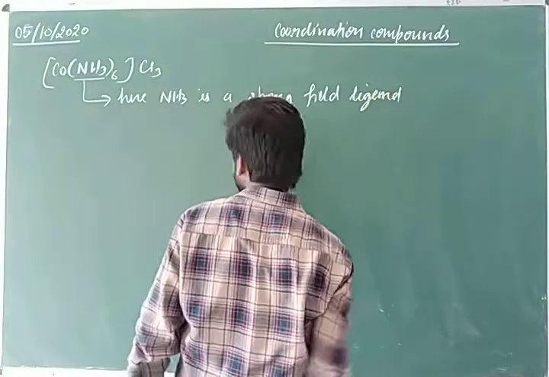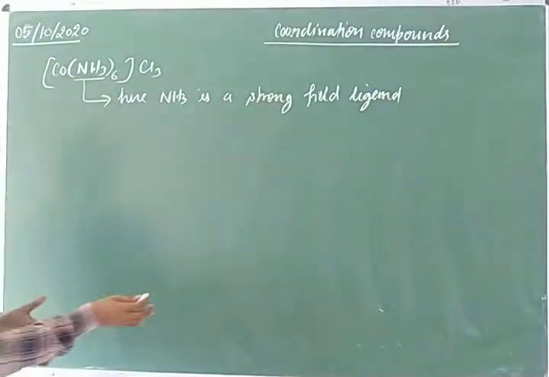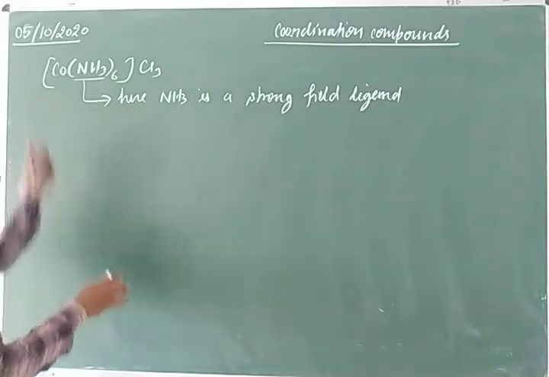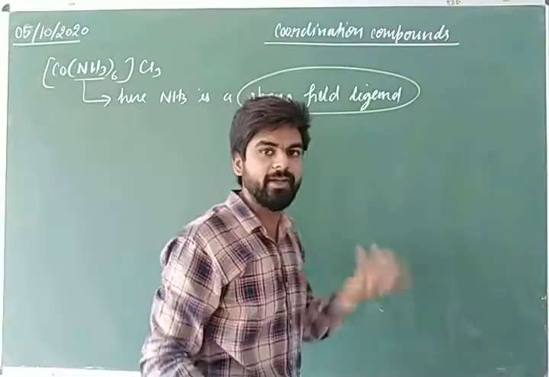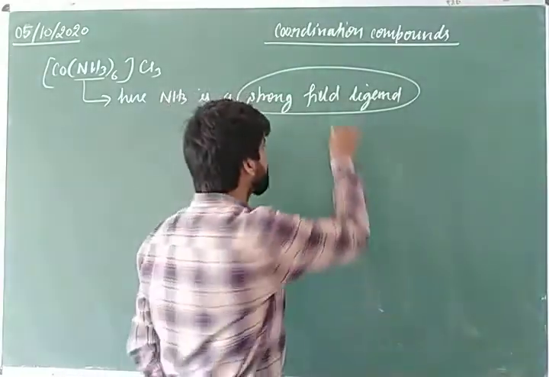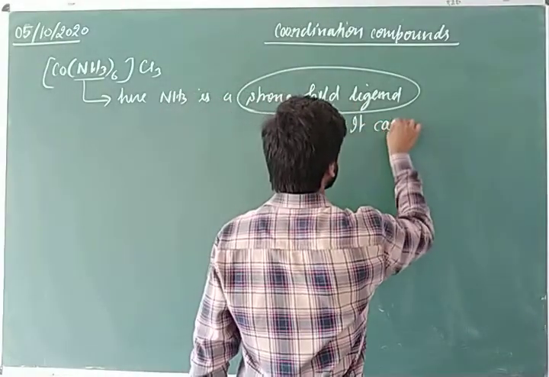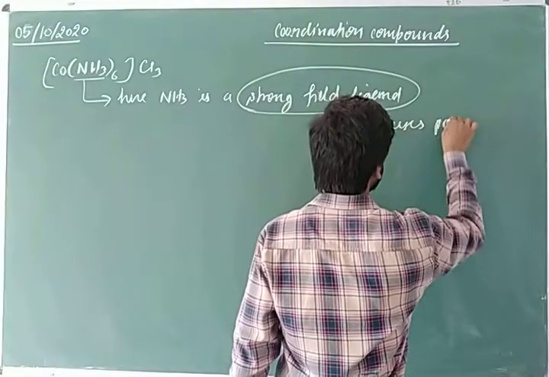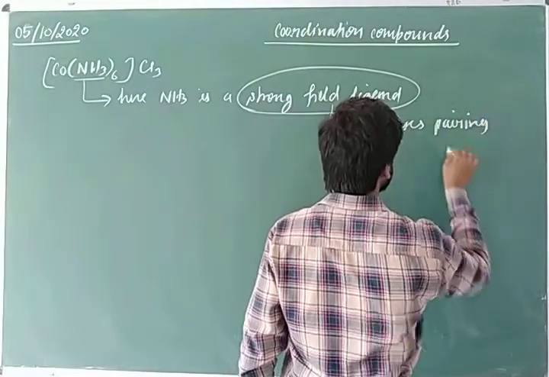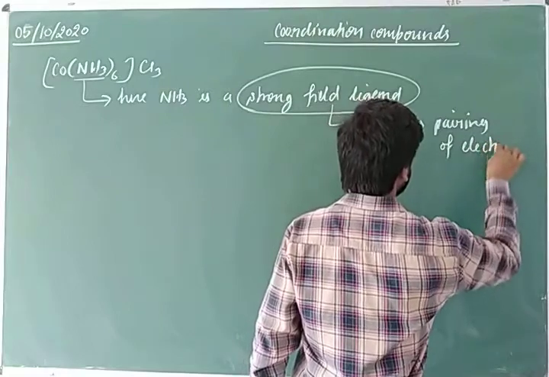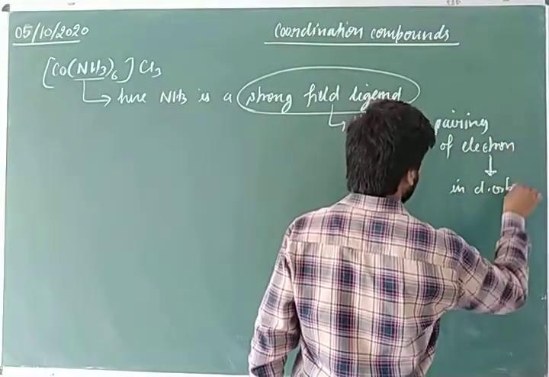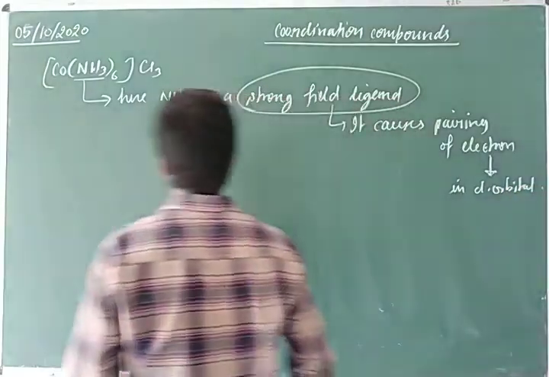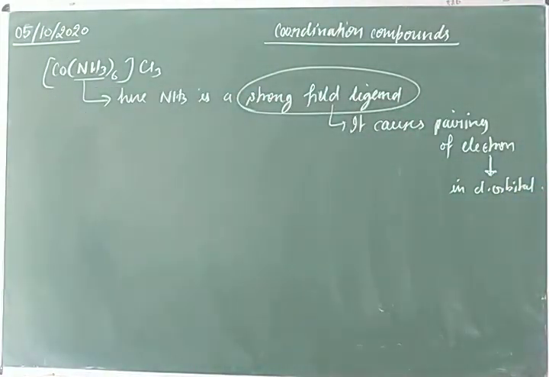So, sir, if any strong field ligand is attached or coordinated with the central metal ion, then it has a tendency to pair the electrons in the d orbital. That means it causes pairing of electrons in the d orbital.